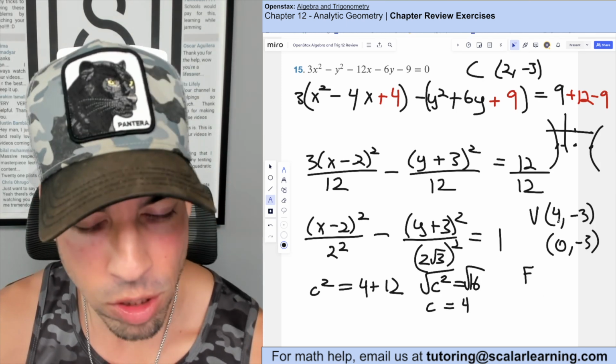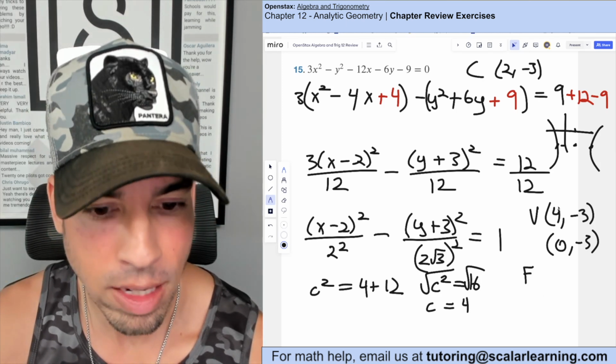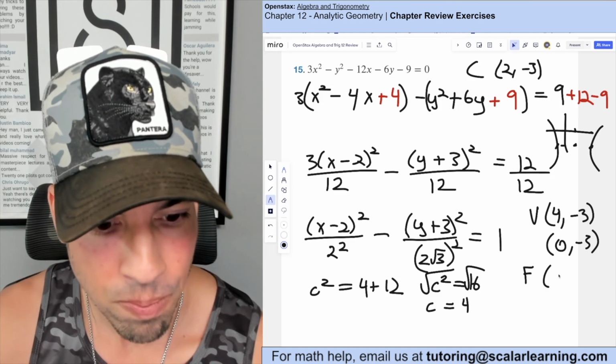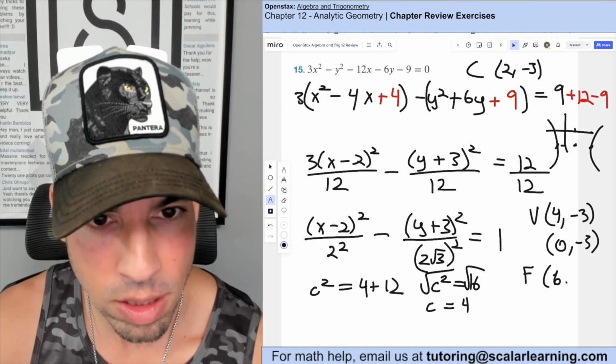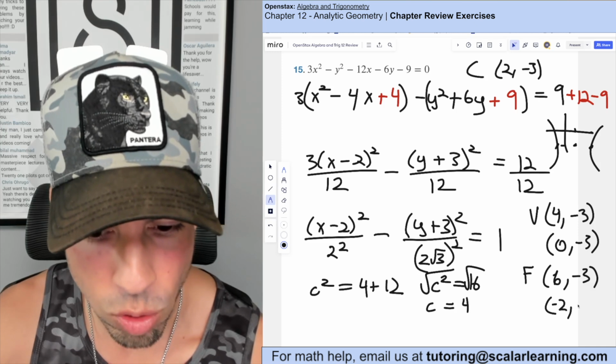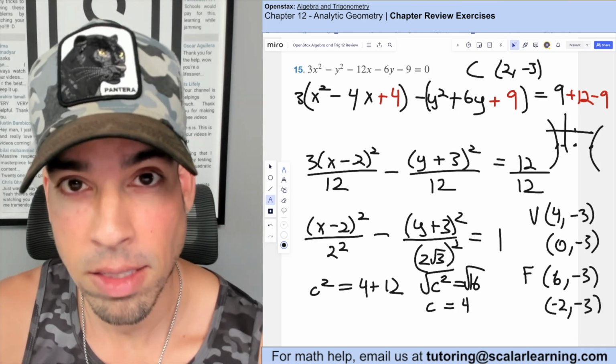So now my foci are going to be, again, adding to the x value of the center, just like the vertices. So we got 2 plus 4, which is 6, comma -3. 2 minus 4, which is -2, comma -3. That's how you do it.